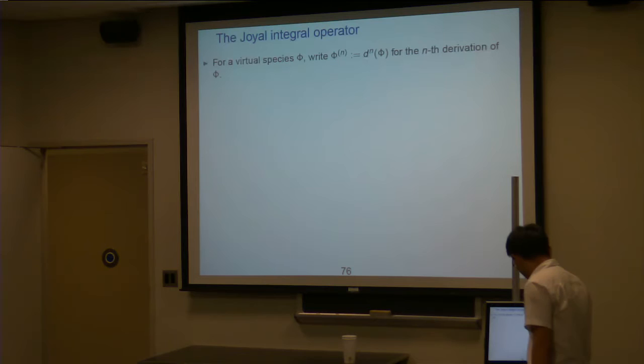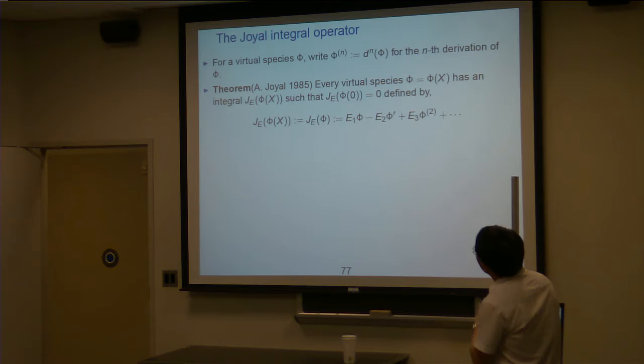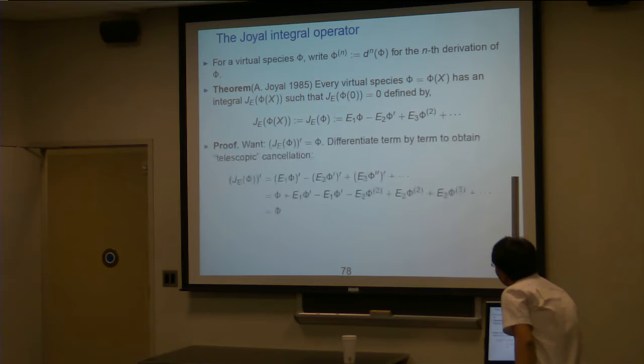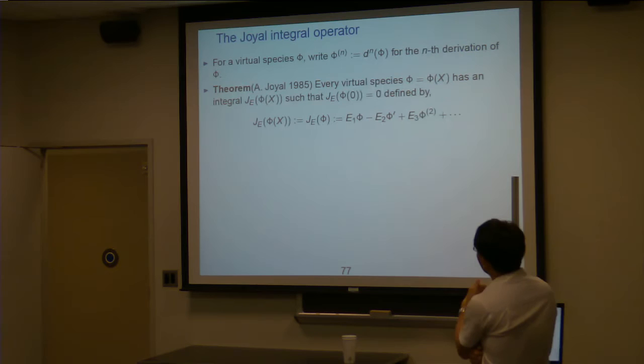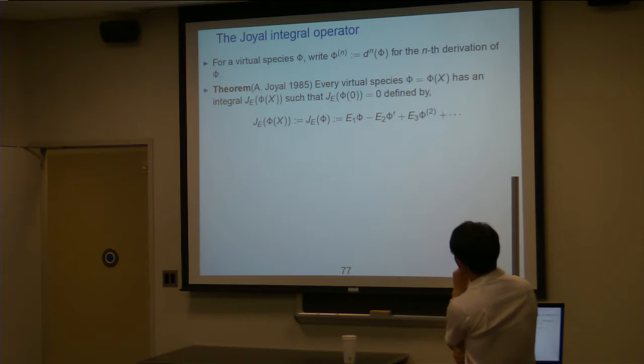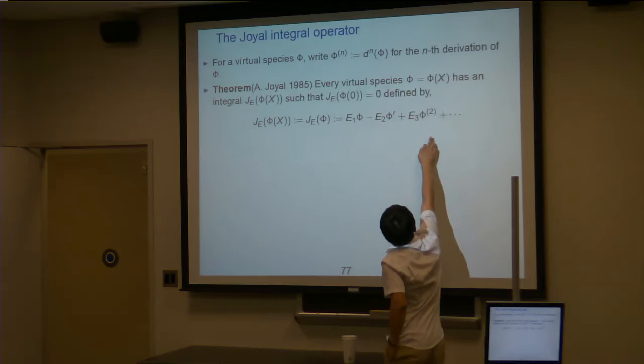So for a virtual species, you write f n, the nth derivative of phi. And Joyal in 1955 gives that every virtual species has an integral. Only the first one is minus, the rest is all plus. Oh, sorry, there is some sum in. Okay, yeah. The first one is minus.